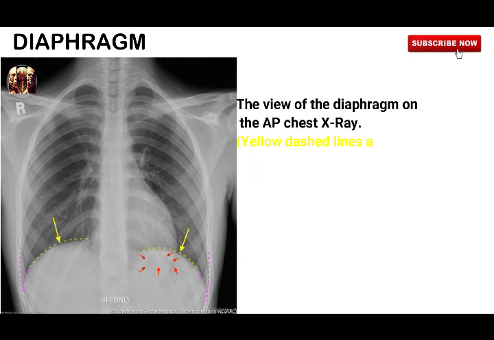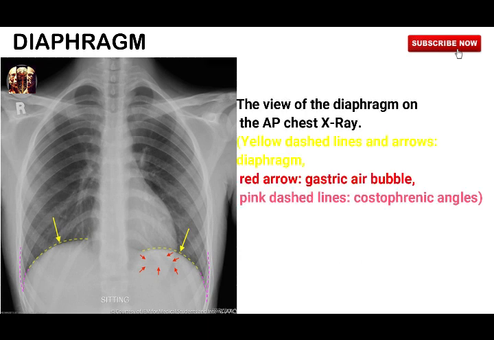The view of the diaphragm on the AP chest X-ray. Yellow dashed lines and arrows, diaphragm. Red arrow, gastric air bubble. Pink dashed lines, costophrenic angles.